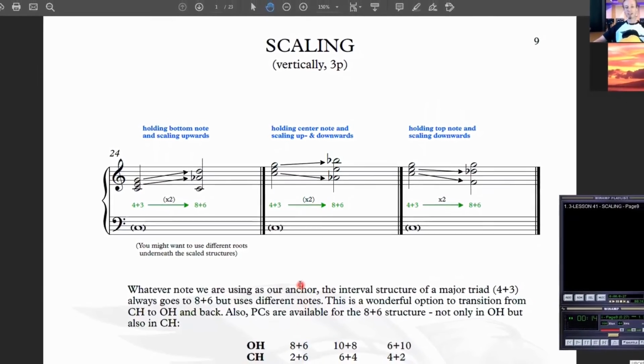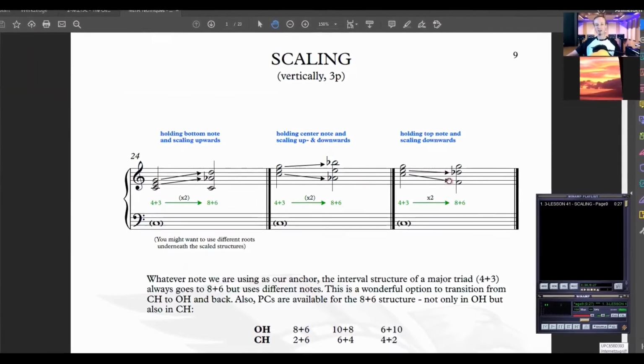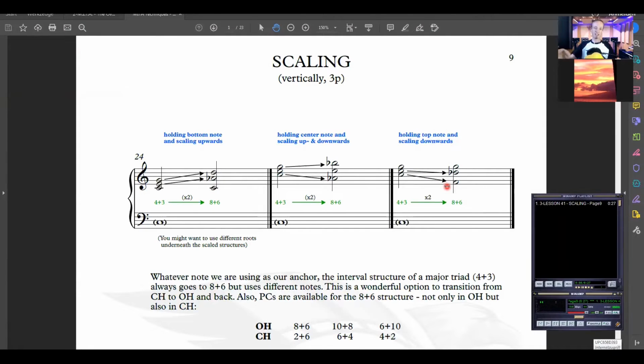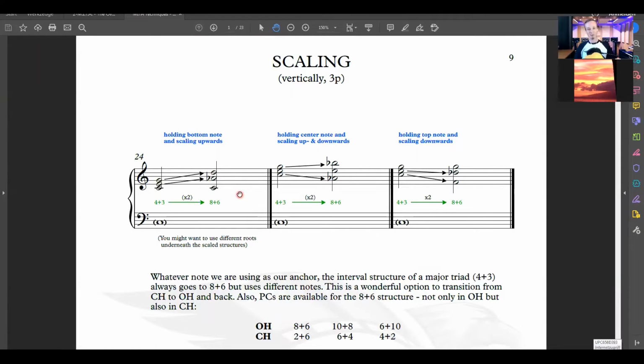Probably you could not even tell the difference, like what was the common note, since those things, they are all really pointing into the same direction. Intervals have a nature, and you can't trick this nature. If it was a dominant interval, no matter what notes you play, it remains a dominant interval.